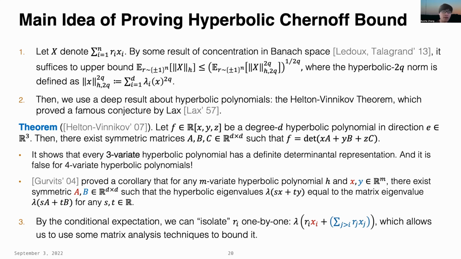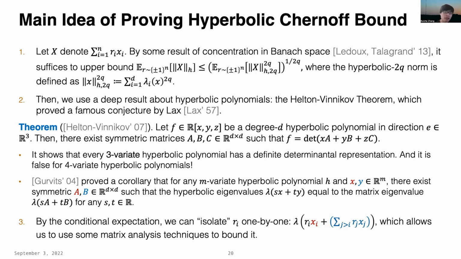The first step is to reduce bounding the concentration probability to bounding the expected hyperbolic 2q norm, which is defined as the sum of all hyperbolic eigenvalues of x to the power of 2q. And then we use a deep result about hyperbolic polynomials, the Helton-Vinnikov theorem, which proved a famous conjecture by Lax. More specifically, it says that for any 3-variable hyperbolic polynomial f, there exist symmetric matrices A, B, and C in R d by d, such that this hyperbolic polynomial f(x, y, z) is equal to the determinant of x times A plus y times B plus z times C.